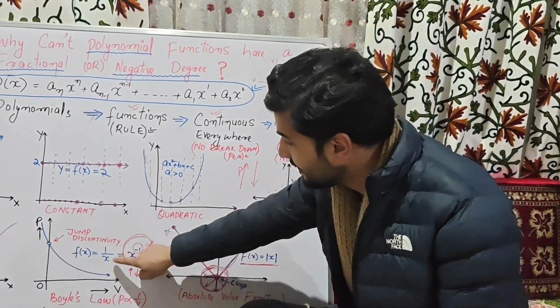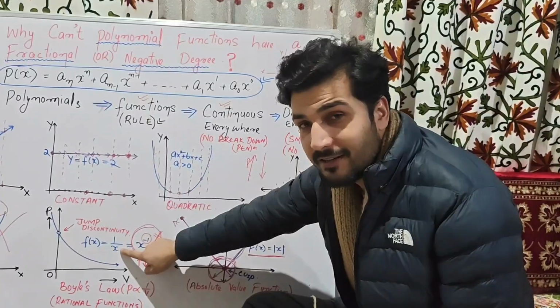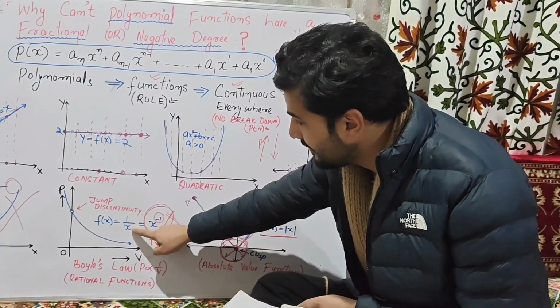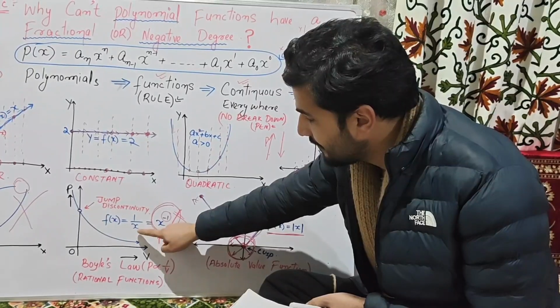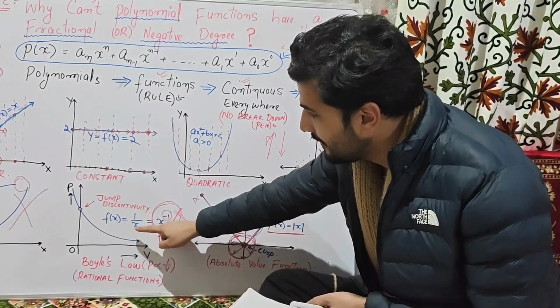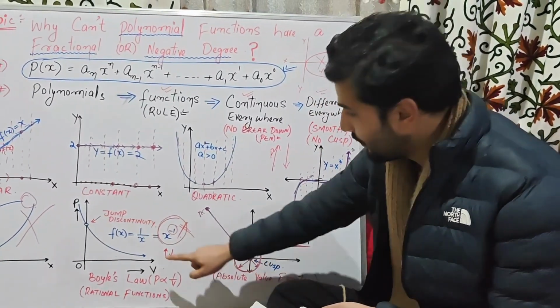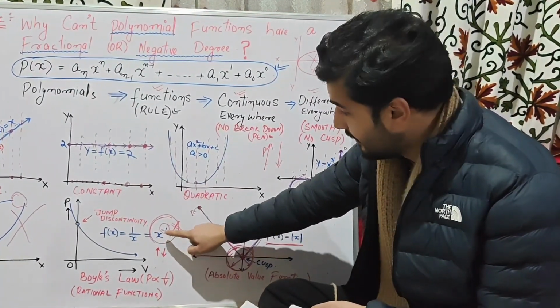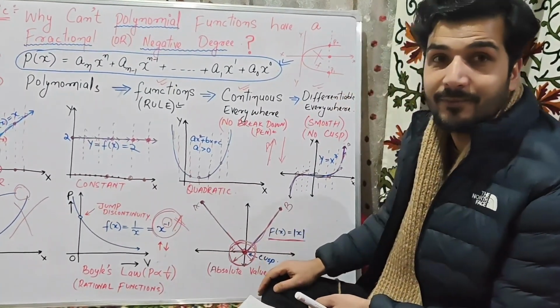As we have seen here, if x is in the denominator, or we can write it as x raised to the power minus 1, whenever we replace x by 0, we get jump discontinuity. So from this we can conclude that this is one of the examples of why negative exponents are not allowed in polynomials.